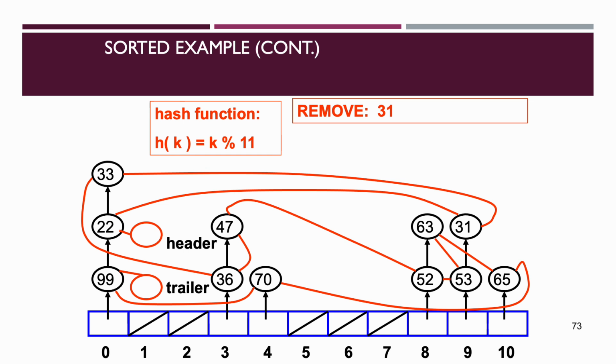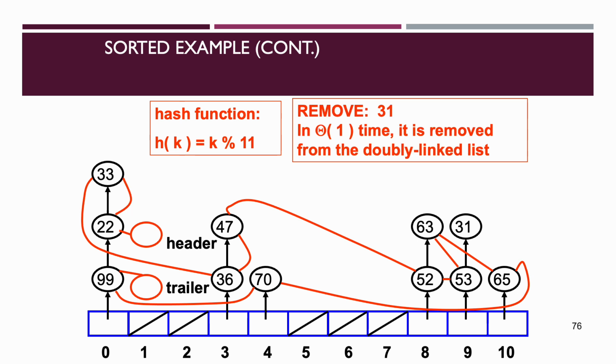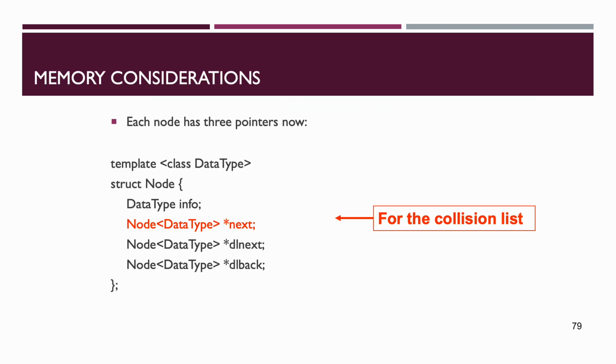Now if we want to remove 31, it gives you the index 9. Now in theta 1 time, it is also removed from the collision list. So we have to consider memory for that. Each node has 3 pointers now.